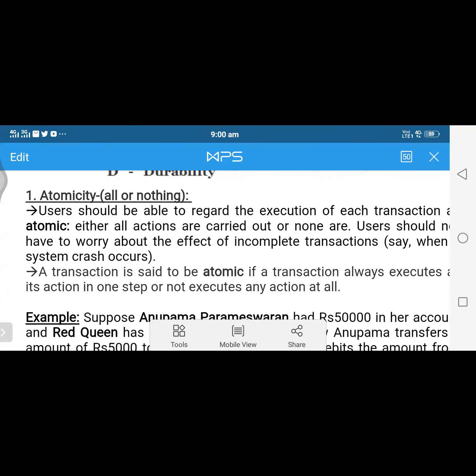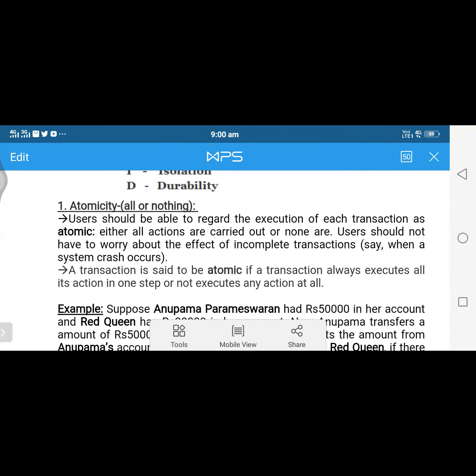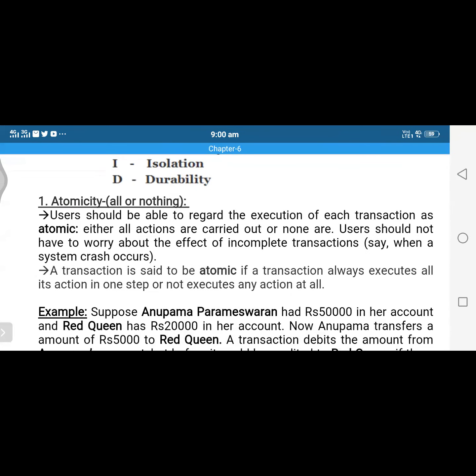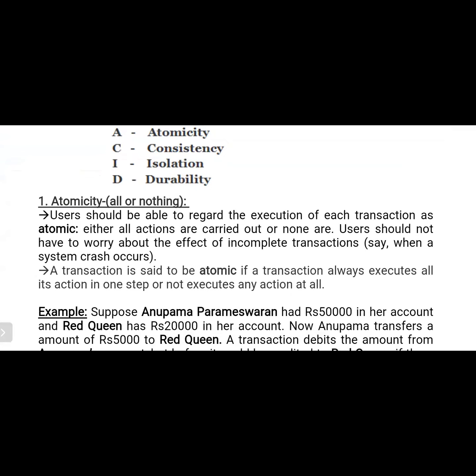If you observe here, users should be able to record the execution of each transaction as atomic. Either all actions are carried out or none of them are executed. So users should not have to worry about the effect of incomplete transactions. That means this property is mainly focused on incomplete transactions. If any incomplete transactions are there, those are discarded by using this property.